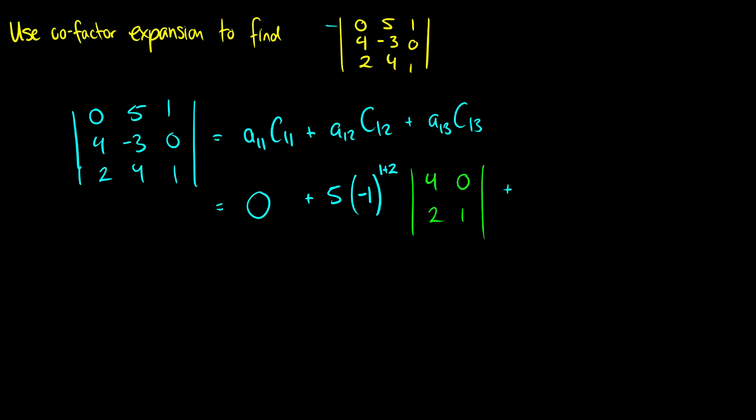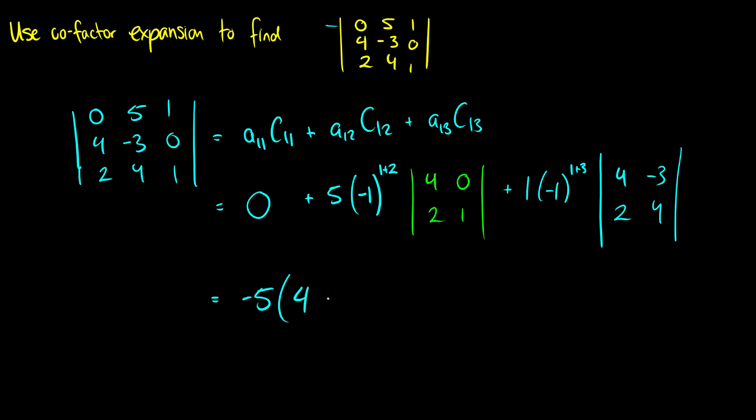And then finally, we're going to add A13. A13 is just 1. C13 is going to be (-1) to the power of 1 plus 3. And then we'll multiply this by the submatrix A13, so we take out the first row and the third column. We're left with 4, -3, 2, and 4. So this is going to be 0 for the first term. 5 times (-1) to the power of 3 is going to be -5. The determinant of 4, 0, 2, 1 is going to be 4 times 1 minus 2 times 0.